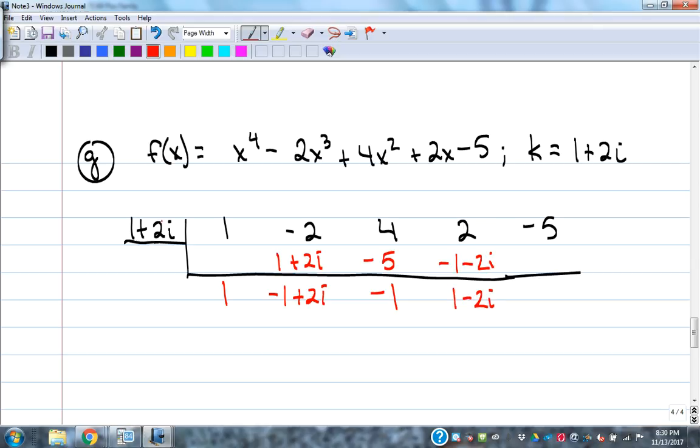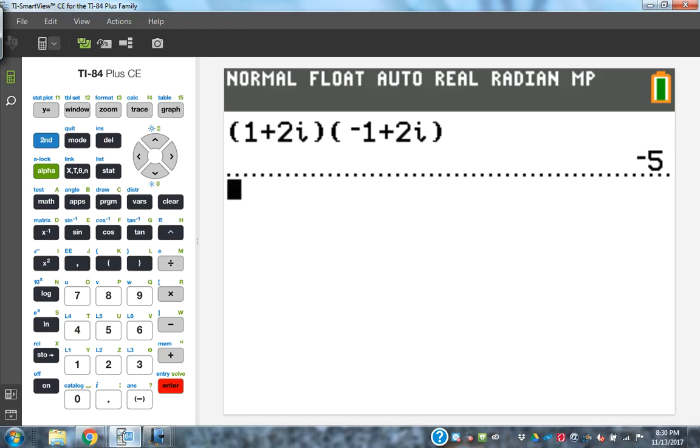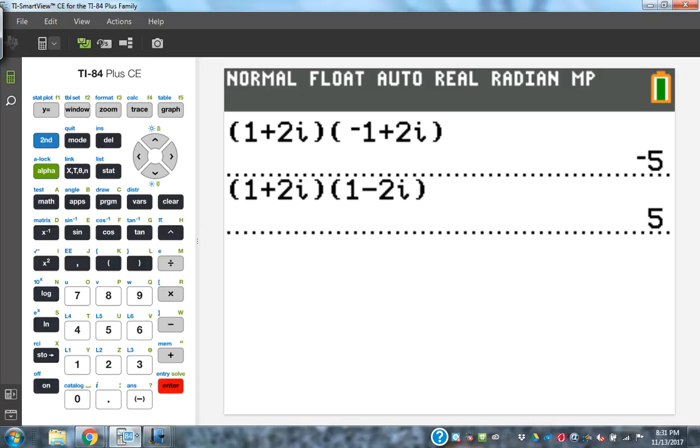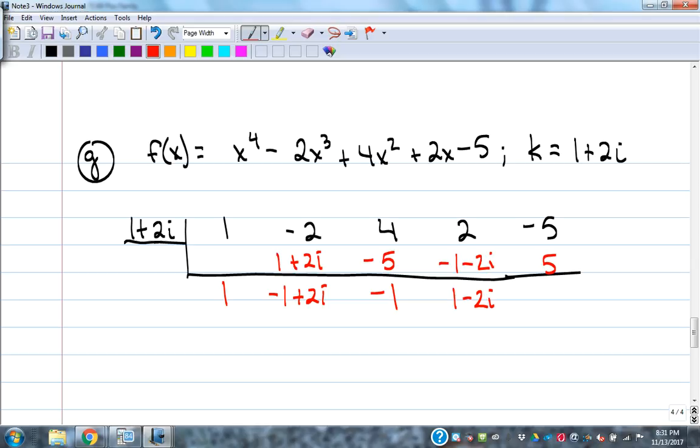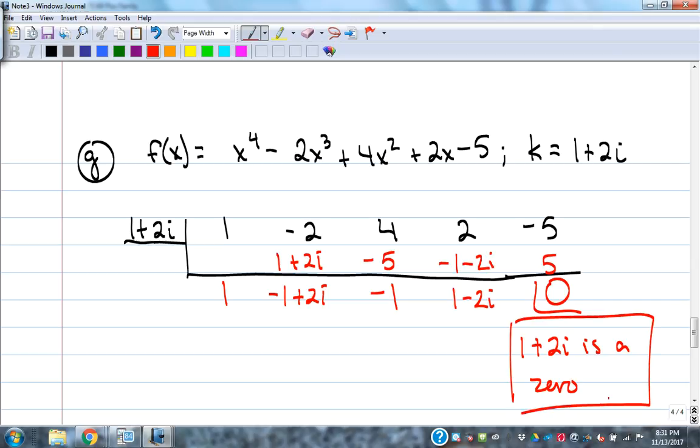And then I've got to multiply that again. So I'm going to do 1 plus 2i. And I'm doing 1 minus 2i this time. I get positive 5. That works out really nice because now my remainder is 0. Okay, so that tells me that 1 plus 2i is a 0 of that polynomial.